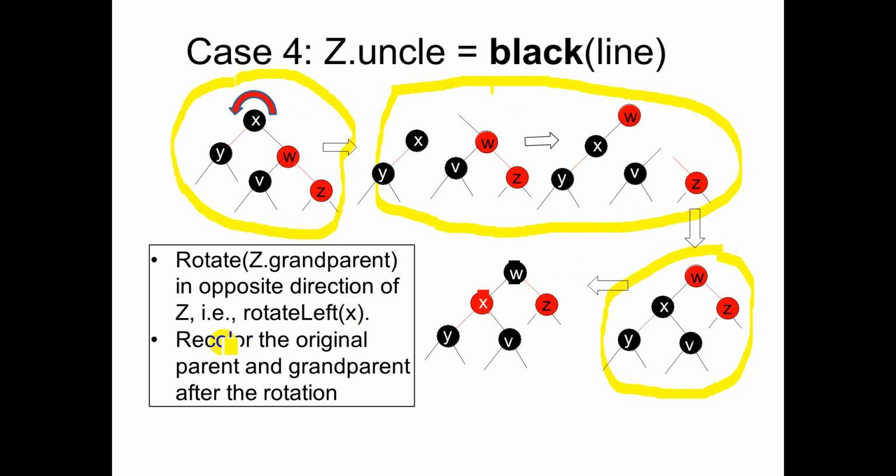Now it is saying to recolor the original parent and grandparent after rotation. The parent is W and the grandparent is X. So you are recoloring them. Now you have fixed the violation. So in this way it works.